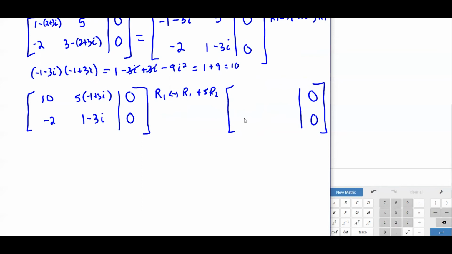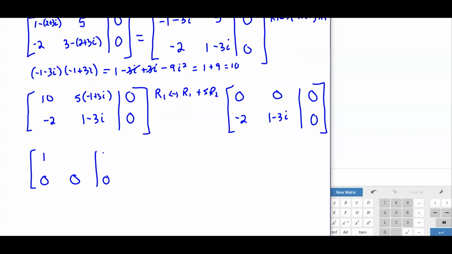This column of zeros is not going to change. This is not going to change. So if I multiply negative 2 times 5, I'll get negative 10, and add it to 10, I'll get 0. And if I multiply this by 5, if you look at these, this is negative 1 plus 3i, this is 1 minus 3i. If I add those together, I get 0, right? So if I multiply this by 5 and add it to this, I'm going to get 0 here as well. So now we just need to switch the row and divide by negative 2.